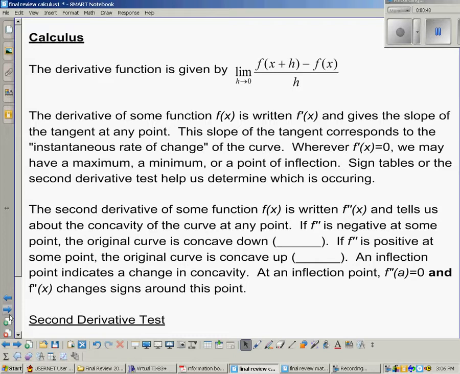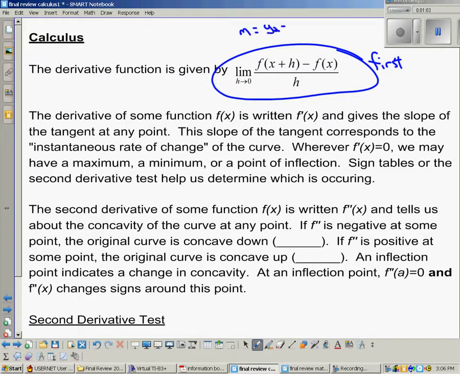Alright, so first principles to start off. The derivative function is the limit as h goes to 0 of f at x plus h minus f at x, all over h. This is really just from the slope formula, m equals y2 minus y1 all over x2 minus x1. It's just that we're picking points that are infinitely close together. So it's often called first principles. You might be asked to find the derivative function of a polynomial using first principles, but probably nothing more difficult than that on the exam.